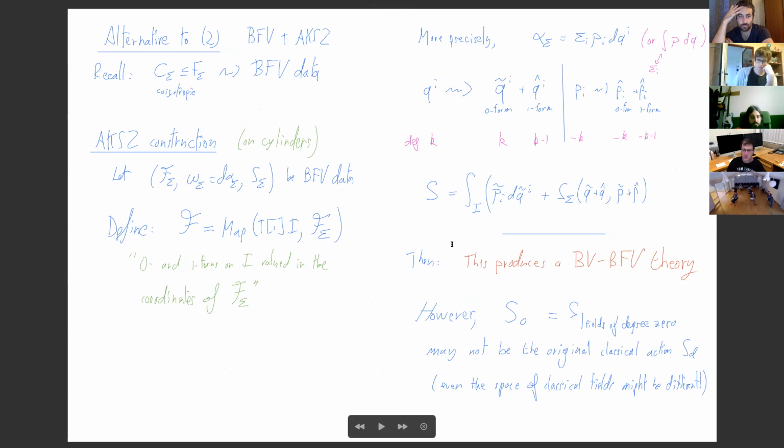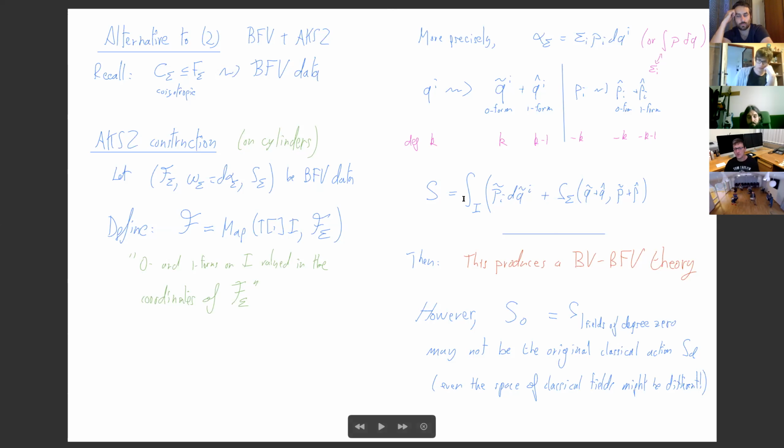So basically what you can do is, first of all, take this BV action and just evaluate it on the fields of degree 0, the physical fields. This will give you some classical action, and in addition there will be some symmetries. So this will give you some physical theory, and you have to interpret it.